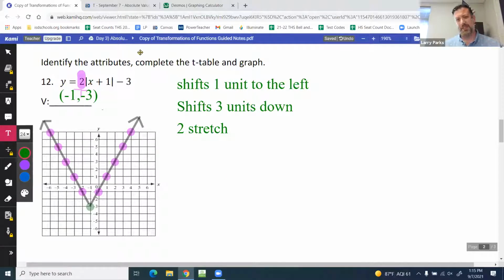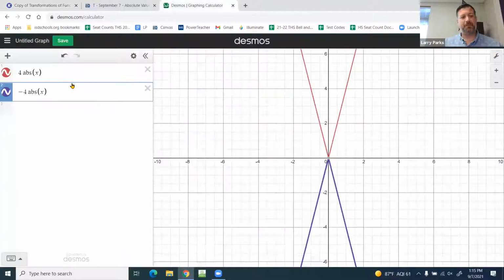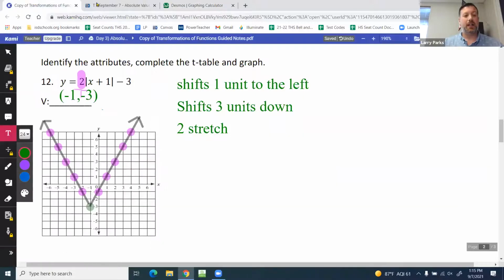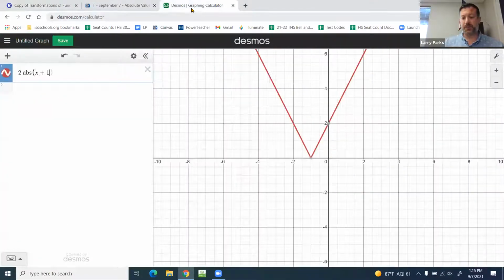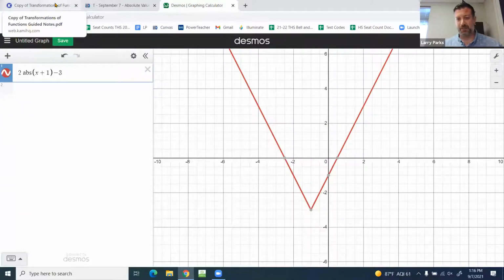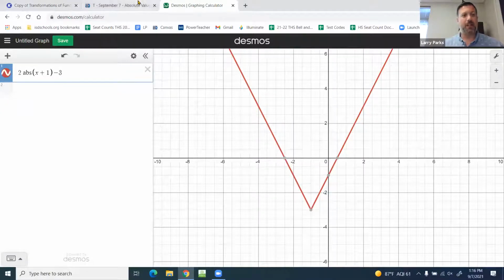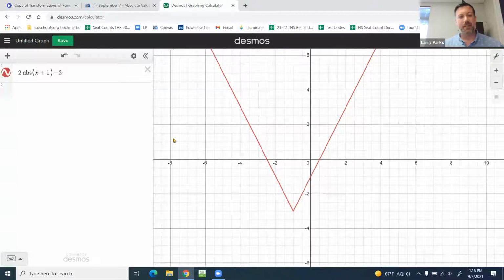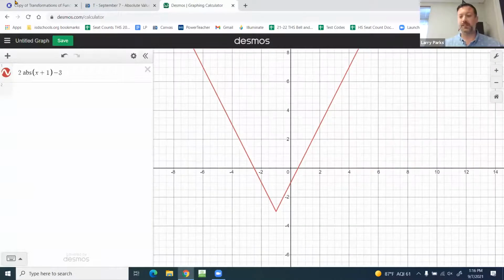So I'm going to go type this into Desmos. Let's see, 2 ABS, x plus 1. I have to put that in parentheses. That's like the bars, basically. And then -3. Let's see, do they look the same? So this intersects about -2.5. Let me go look at mine. Ooh, -2.5. This one intersects at 0.5. Let me go look at mine. Looks to be about 0.5. Yeah, it looks pretty much the same to me. I mean, remember you can zoom in and out of there if you need to.